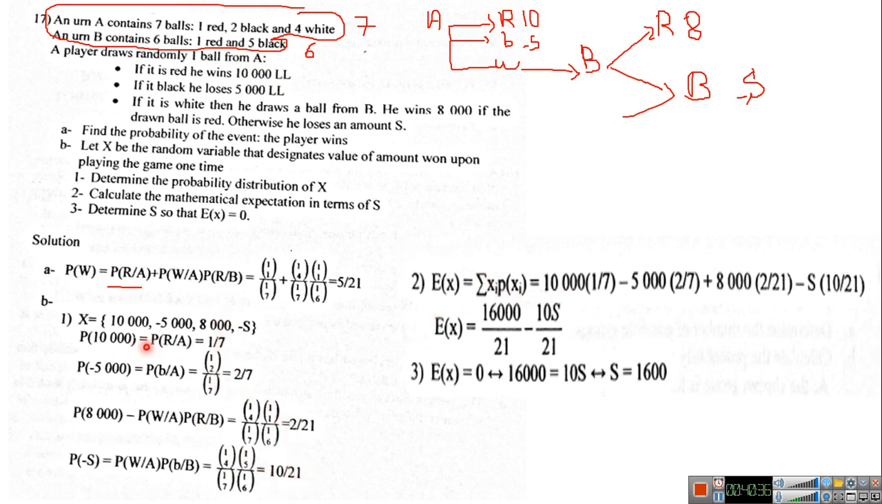Find the expected value. It will be 10,000 times 1 over 7, minus 5,000 times 2 over 7, plus 8,000 times 2 over 21, minus S times 10 over 21. You have this value. Determine S so that the expected value is 0. You equate here to 0. So 16,000 minus 10S equals, cross multiply, 0 times 21, 0. So it will be 16,000 over 10, S is 1,600. This is called a fair game. If S is going to lose 1,600, it will be a fair game for all.